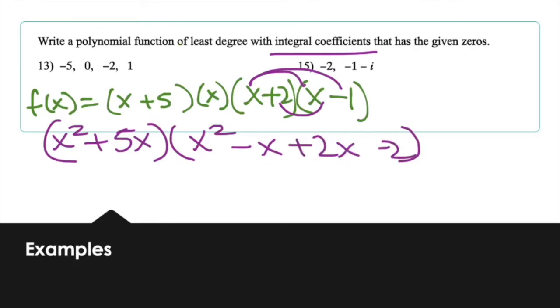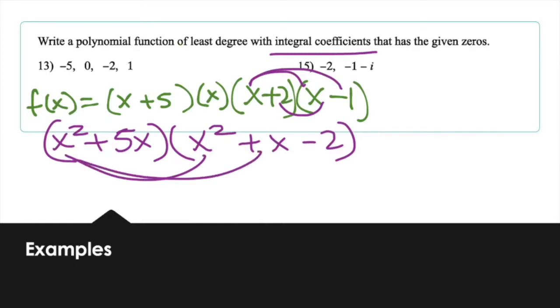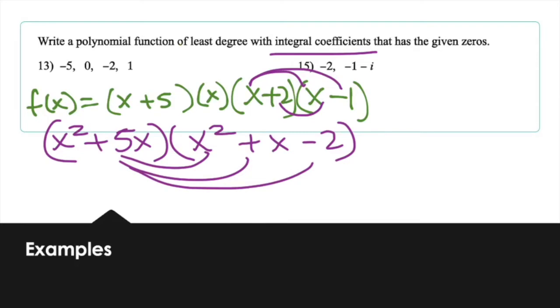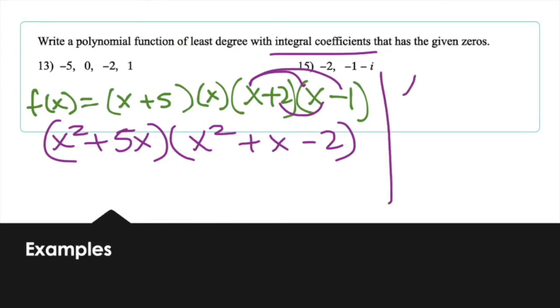These are like terms, so let's bring them together. Now we have to multiply this together. We have to multiply the x squared to everything and the 5x to everything. So I do the x squared, I'll get x to the 4th. I kind of like to do them up and down. x to the 4th, x to the 3rd, and -2x squared.